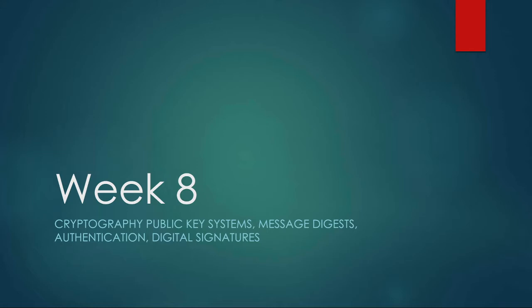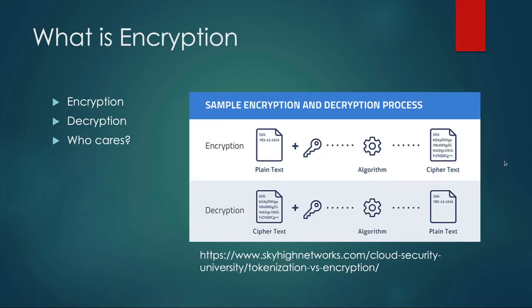This week we're going to be talking about cryptography, public keys, digital signatures, and authentication. The first thing that we have to look at is what is encryption? So encryption is when we take a plain text message and use an algorithm to turn it into ciphertext. Decryption is when we go the other way. We take the ciphertext and use an algorithm to turn it back into plain text.